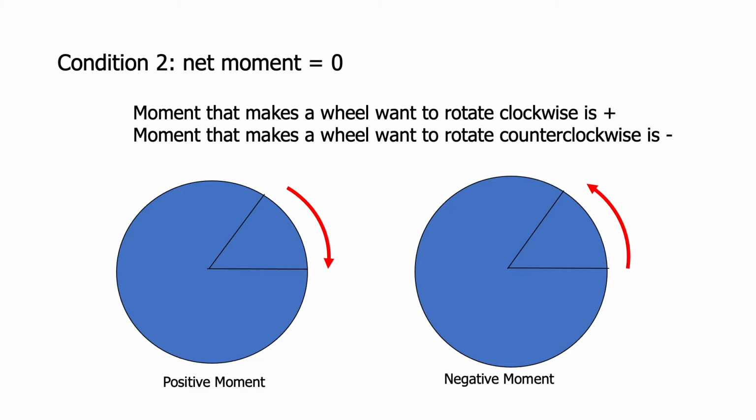Now here, I'll be showing you the two types of moments, the positive moment and the negative moment. A moment that is positive produces clockwise rotation, while a moment that is negative produces counterclockwise rotation. For us to have an equilibrium, the summation of the moments should be equal to 0. Meaning the positive moment should be equal to the negative moment in terms of magnitude.